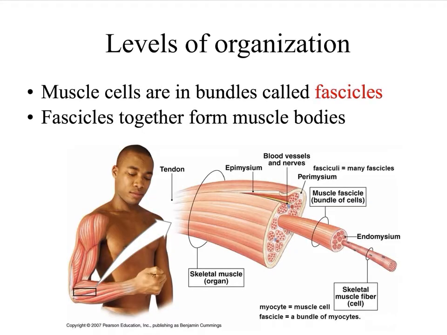Make sure to know the term fascicle. A fascicle is simply a bundle of muscle fibers or muscle cells. So fascicles themselves then bundle together to form the entire muscle body. If you look at this, this is representing a muscle cell. You put a bundle of them together and you've got a fascicle. Then you put fascicles together with other fascicles and you've created an entire muscle. So for example, what they're representing here would be the extensor carpi radialis. So it's just simply a bundle of fascicles.